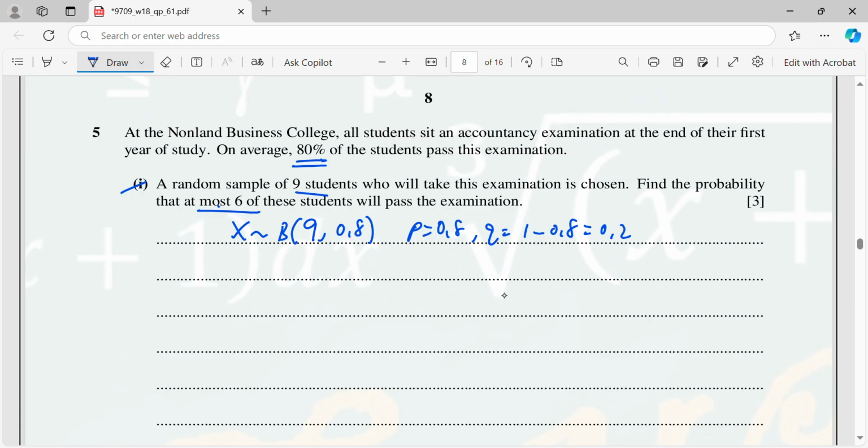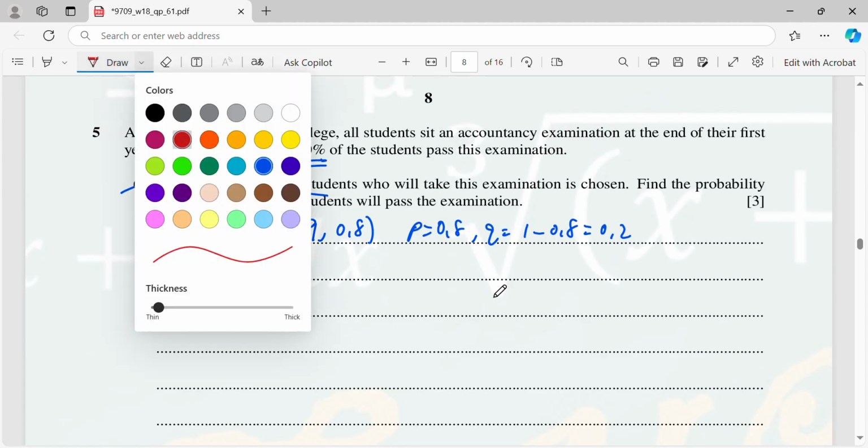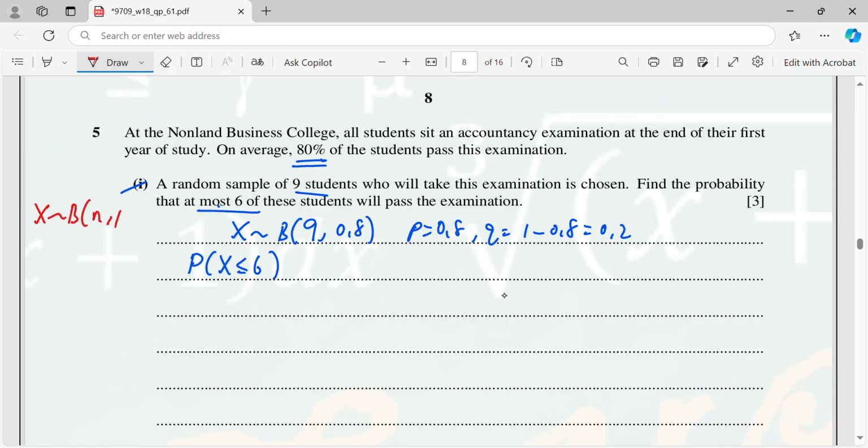So then from here, at most 6. At most 6 means maximum 6, so X is less than or equal to 6. Now when you refer to the binomial formula, this is the formula. Your x value is actually starting from 0 until n, when X is binomially distributed with n and p. So now your n is 9, and less than or equal to 6 means supposedly you calculate P(X=0) plus until P(X=6), but it is a lot of calculations.